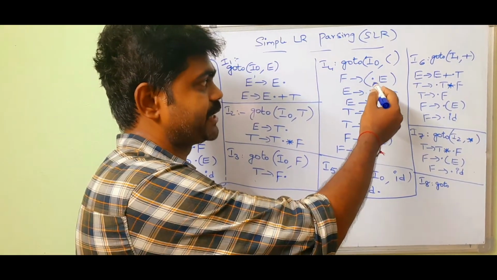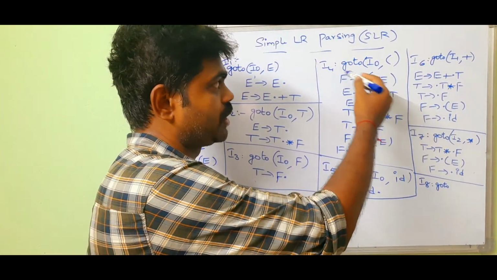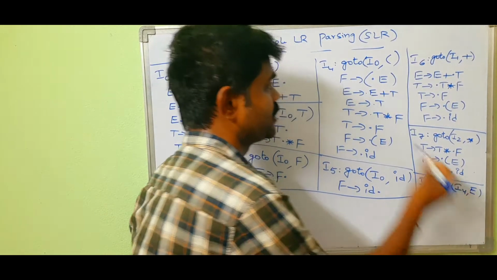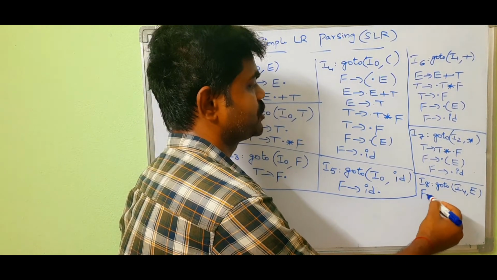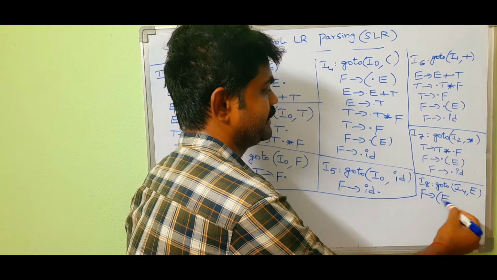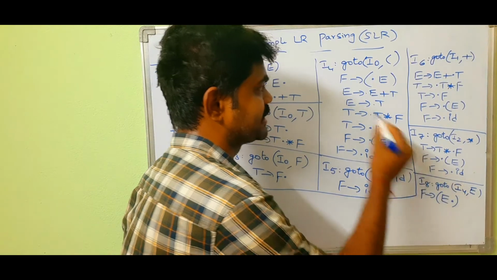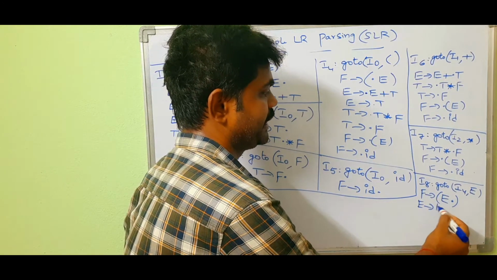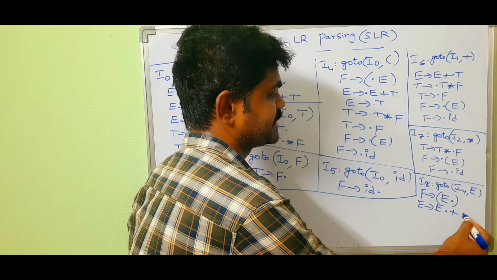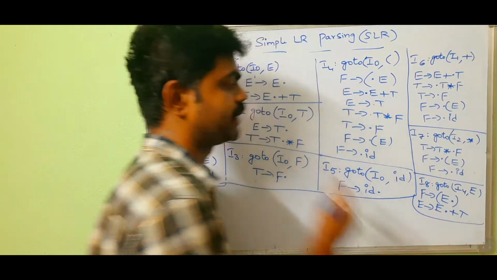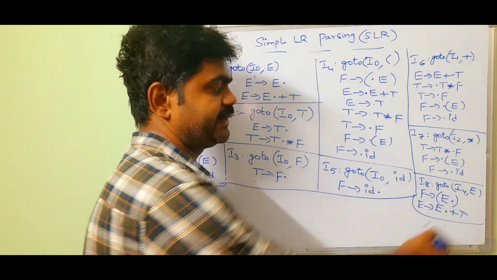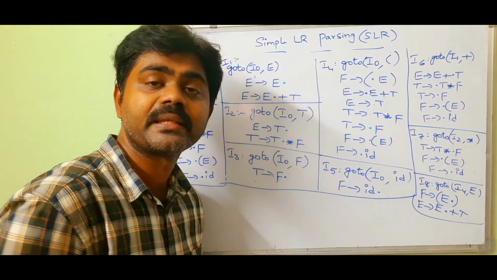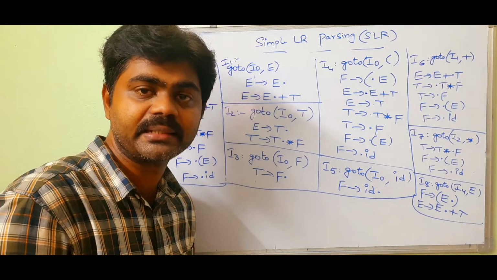So here we should apply for E. So go to of I4 comma E. So what do we get? F tends to E dot right parenthesis, and here also we have E tends to E dot plus T. Okay. So after dot we have a terminal, so we can leave it, and here also after dot we have a plus symbol, that is terminal. Here we can leave it.